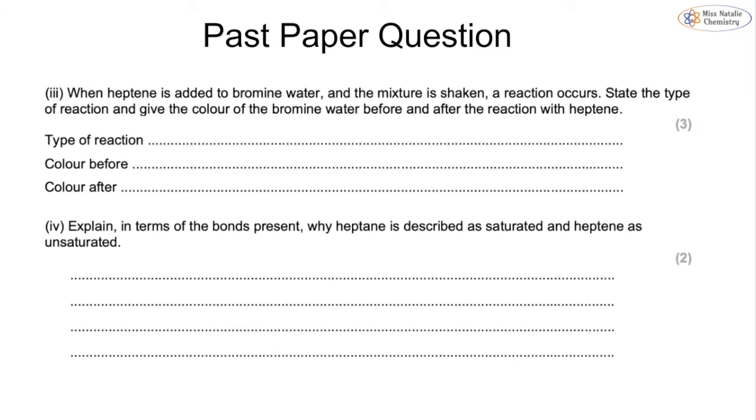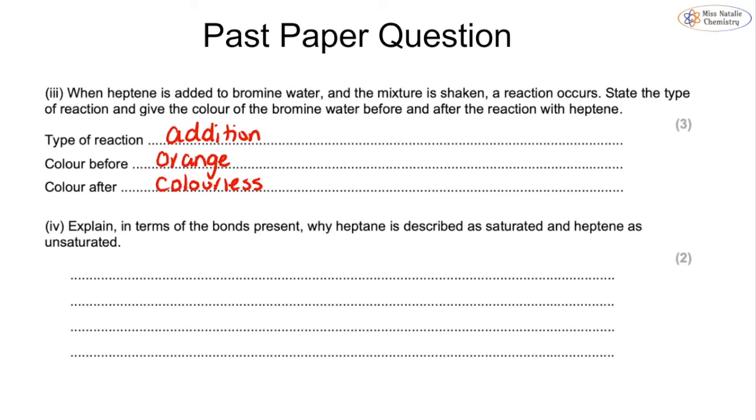Now, when heptene is added to bromine water and the mixture is shaken, a reaction occurs. We want to state the type of reaction, and give the colour of the bromine water before and after. So the type of reaction, this is an addition reaction. The colour before, we're going to say is orange. Okay, you can say a kind of a yellow or a brown would also be accepted, but we'll stick with orange. That's mostly the colour that's in the mark schemes. And then the colour after is colourless. Remember, not clear, not transparent, nothing like that. We're talking about colourless. That is the only answer that will be accepted.